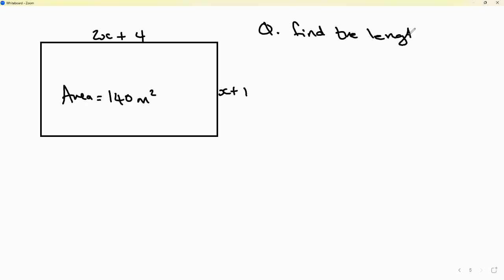Right, so I've got this rectangle over here on the screen, and I am told the following. I'm told that this length over here is 2x plus 4, and this length over here is x plus 1. And from this, I'm told that the area is equal to, let's say, 140 meters squared. And the question is, find the length and width of the rectangle.